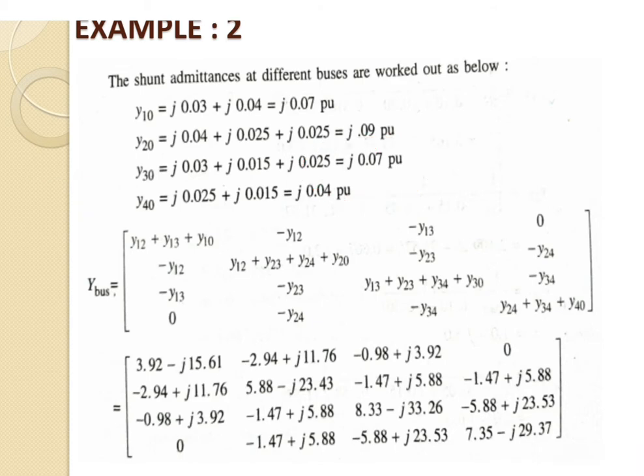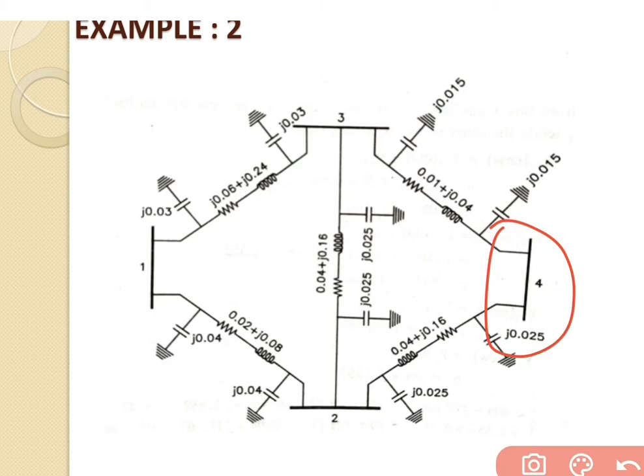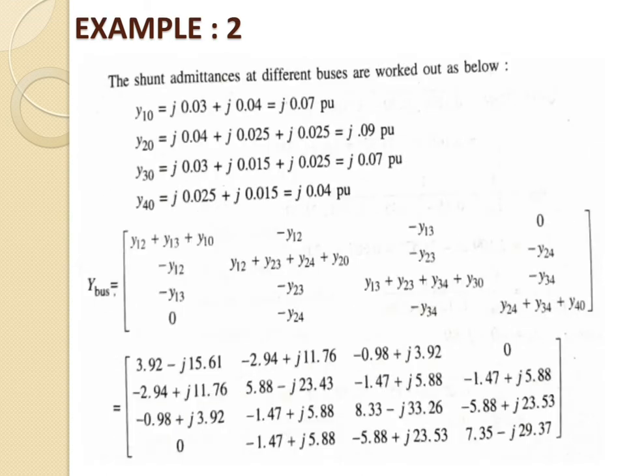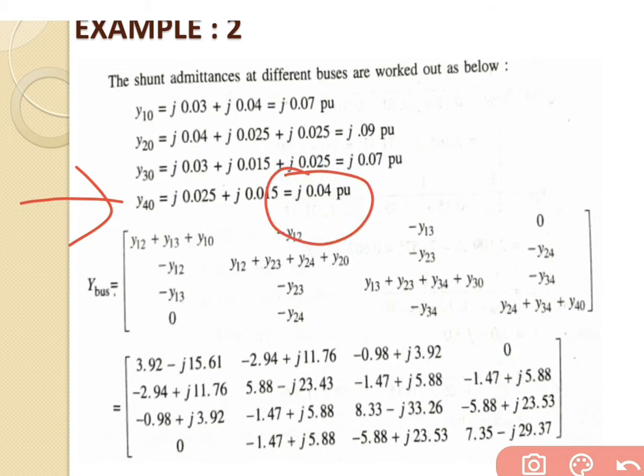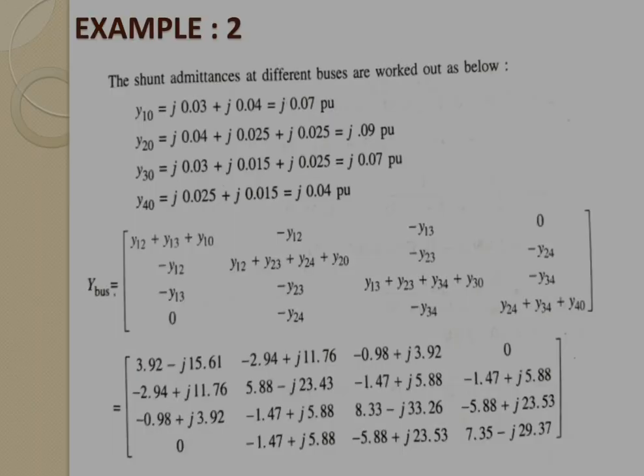And likewise the last one, y40. Go to bus number 4. From the figure, at bus 4 there are 2 values: the first is j 0.015 and the second is j 0.025. So j 0.025 plus j 0.015, and we get the answer of j 0.04. So this is the answer for the individual values of the shunt admittance.